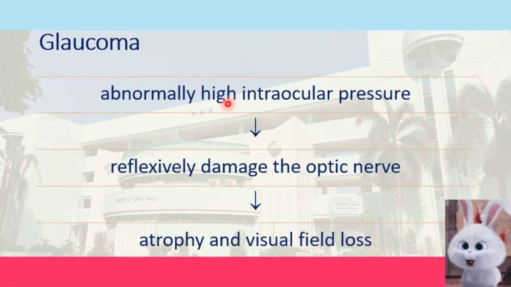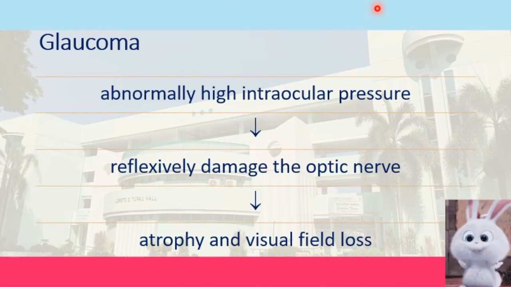And what happens if the intraocular pressure is high? It would compress the structures in your eye, and particularly, it would also compress your optic nerve. So recall that your optic nerve is cranial nerve number 2. And as cranial nerve number 2, its function is purely sensory. Because of that, there will be atrophy and there will be visual field loss.